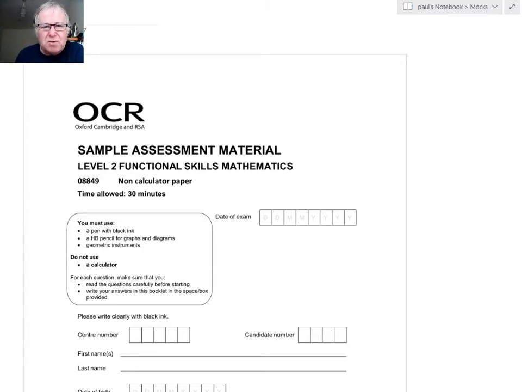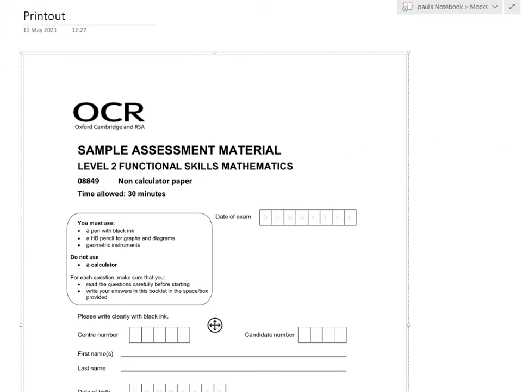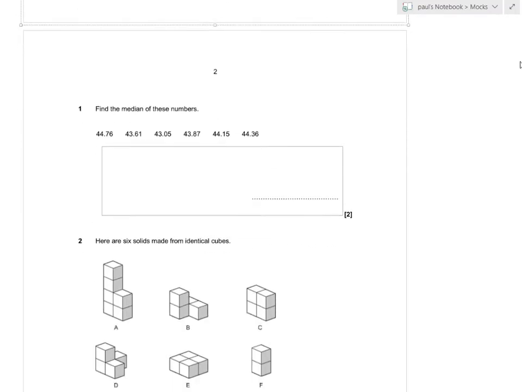Functional Skills Level 2 from OCR this time. A sample assessment, so it's non-calculator. So, should we see what we can do with this? Okay, right, let's see whether we can go up and down.